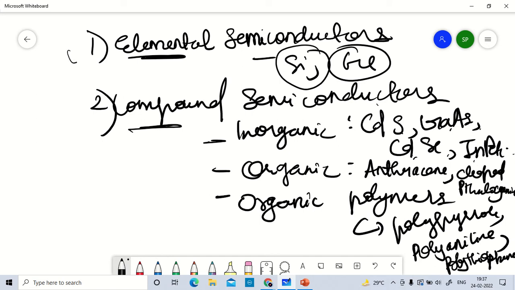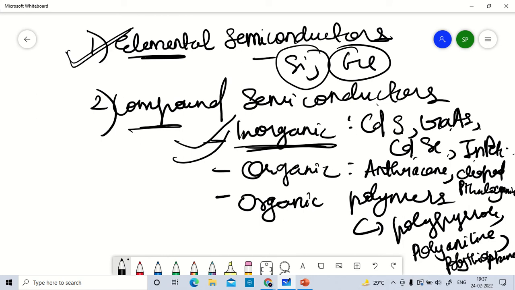So either we study elemental semiconductors, which are most used, or inorganic compound semiconductors. However, after 1990, a few semiconductor devices using organic semiconductors and conducting polymers have been developed, signaling the birth of a futuristic technology of polymer electronics and molecular electronics.